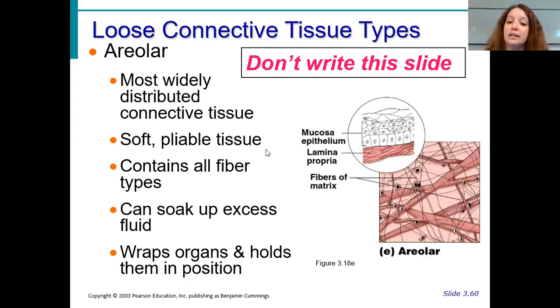And then here is what is called the lamina propria, which would be your areolar connective tissue. And it is for support and holds things in position. So all 3 fiber types in a loose matrix. And then here you see the fibrocytes or the fibroblasts, which look like black-eyed peas in this picture.